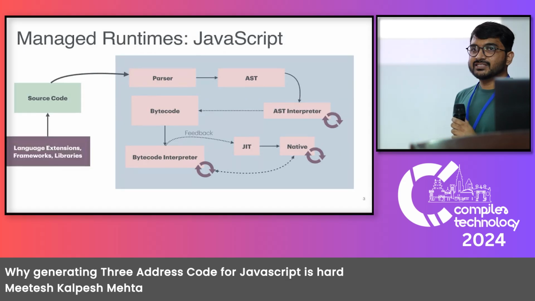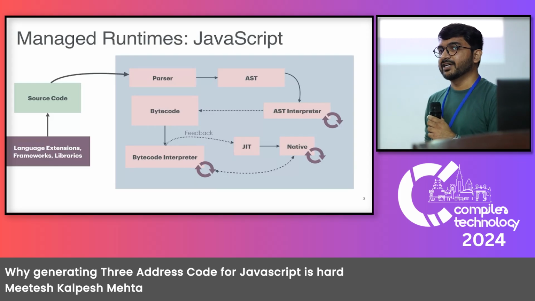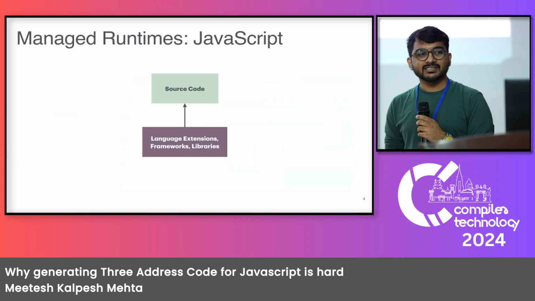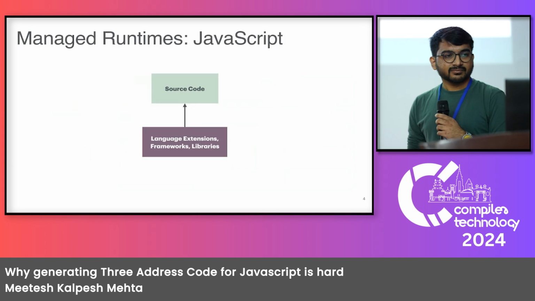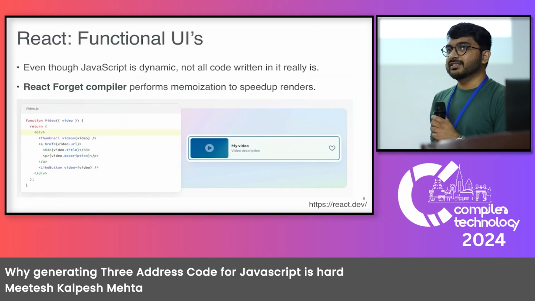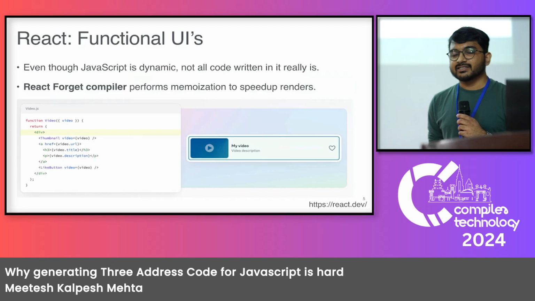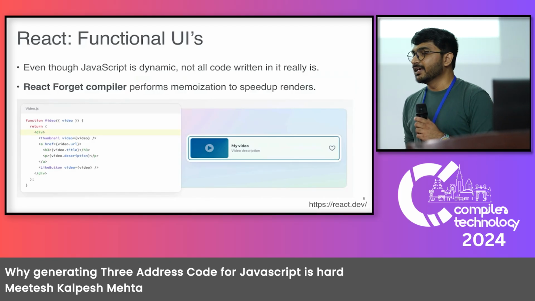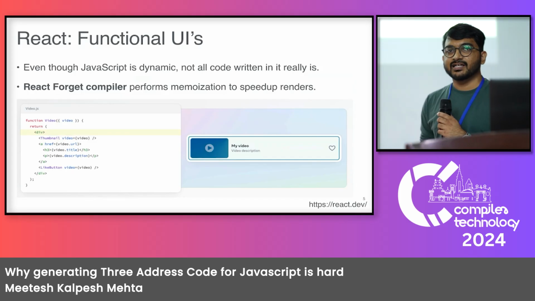The real distinguishing part of why we really think static analysis of JavaScript might be useful is in the language extensions and frameworks and libraries that are built on top of it. So let's take one case study. Let's look at React. React is extremely popular. It's a way to describe user interfaces, and it has some language extensions to JavaScript which make life easier.